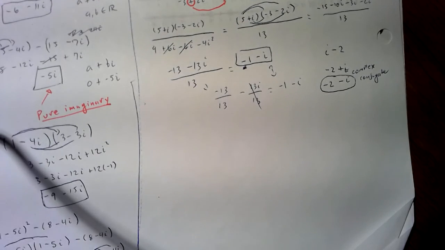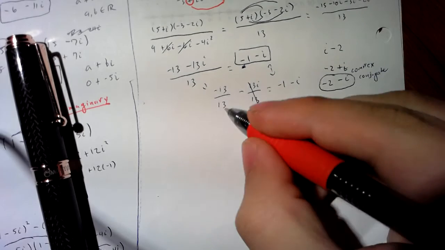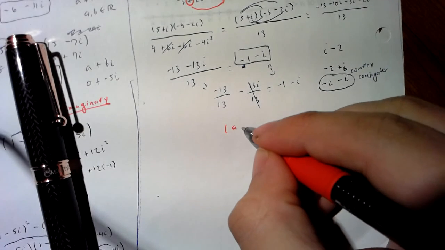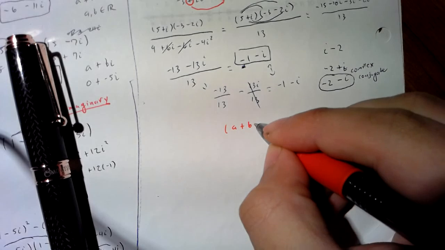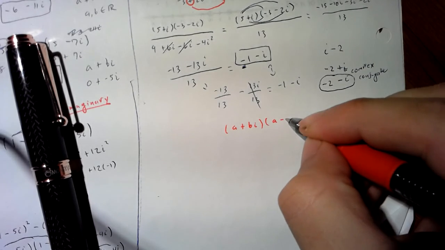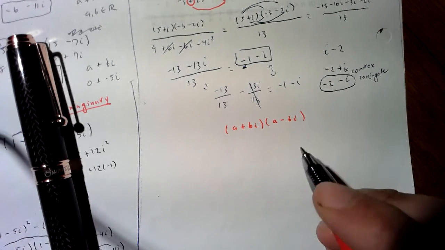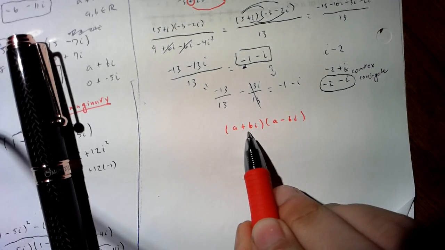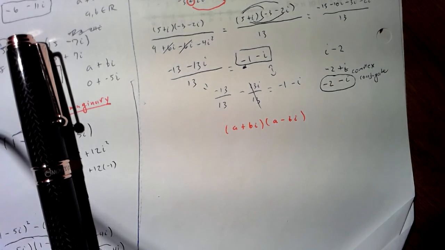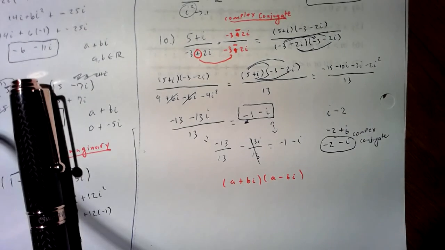And if you want to see the way it's written, a complex conjugate looks like this: a plus bi multiplied by a minus bi. So it's always the sign attached to the bi that is going to be flipped. So just be careful, because you don't want to end up with an incorrect expression, or an expression that isn't helpful in simplifying the rational expression. Okay. All right, so we got that.